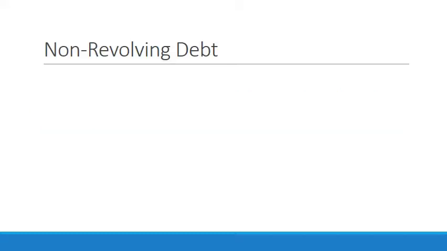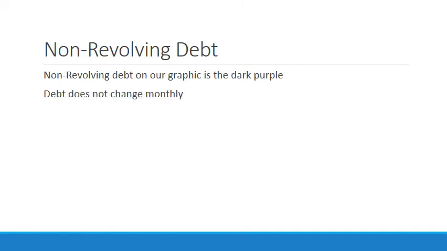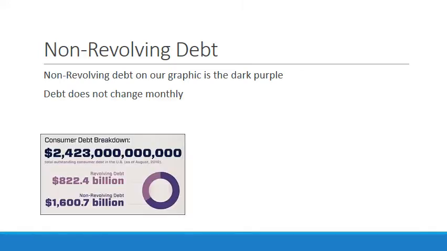Okay. Now, when we looked at that graphic a second ago, we had two types of debt. We had revolving and we had non-revolving. The non-revolving debt was essentially double what the revolving debt was. The non-revolving debt on our graphic is in the dark purple. And this is debt that does not change monthly. So when you look at that 1.6 billion, it's not being changed in a monthly installment.